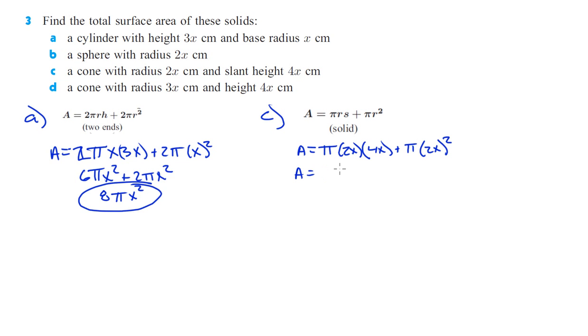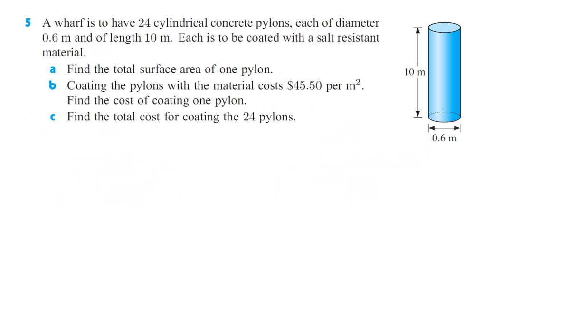Okay, so area equals, let's see, 2x times 4x is going to be 8, and we usually put the pi after that, so it's 8 pi x squared, and then 2x times 2x is 4x squared, so that's 4 pi x squared. So we add 8 pi x squared to 4 pi x squared, and we get 12 pi x squared for our surface area of that one. Okay? Alright. Moving on to the next one, number 5.